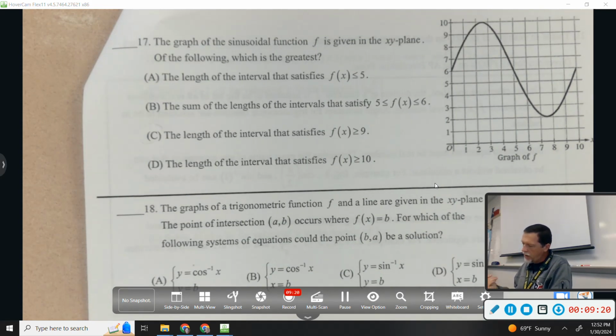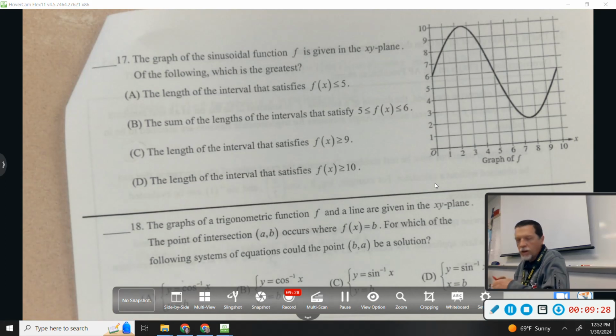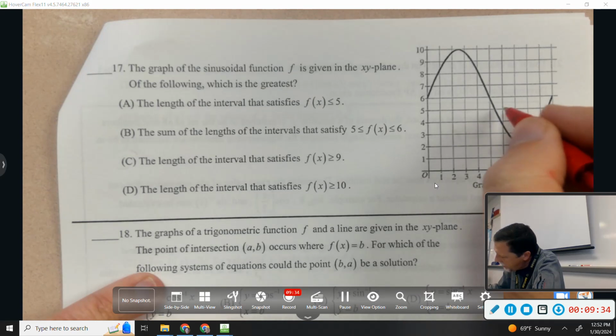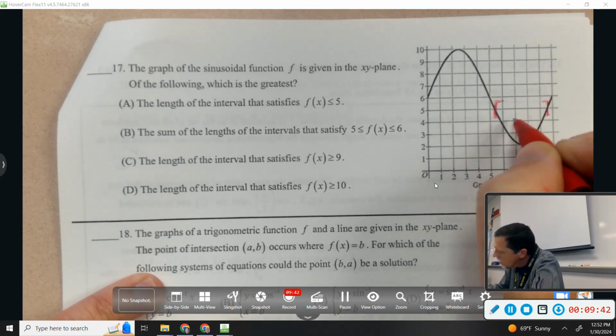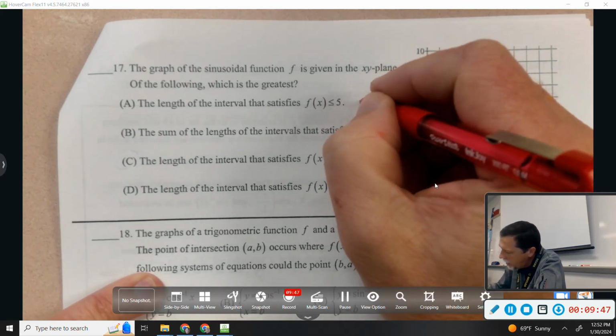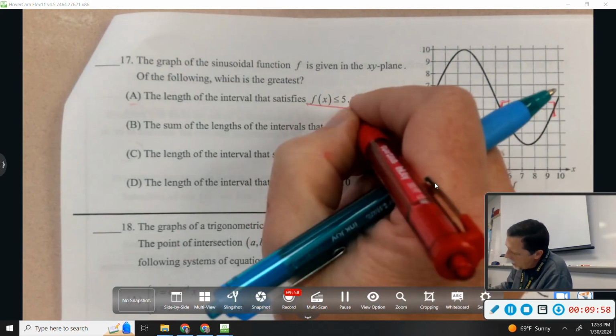The graph of the sine function is in the xy plane. Which of the following is greatest? The length of the interval, go colors here, the length of the interval where f of x is less than 5. So that would be from there to there, where the graph is below 5. So that's 1, 2, 3, plus at least a half on either end, so that's about 4, maybe a little more than 4. We'll see if that's accurate enough. That was this one.